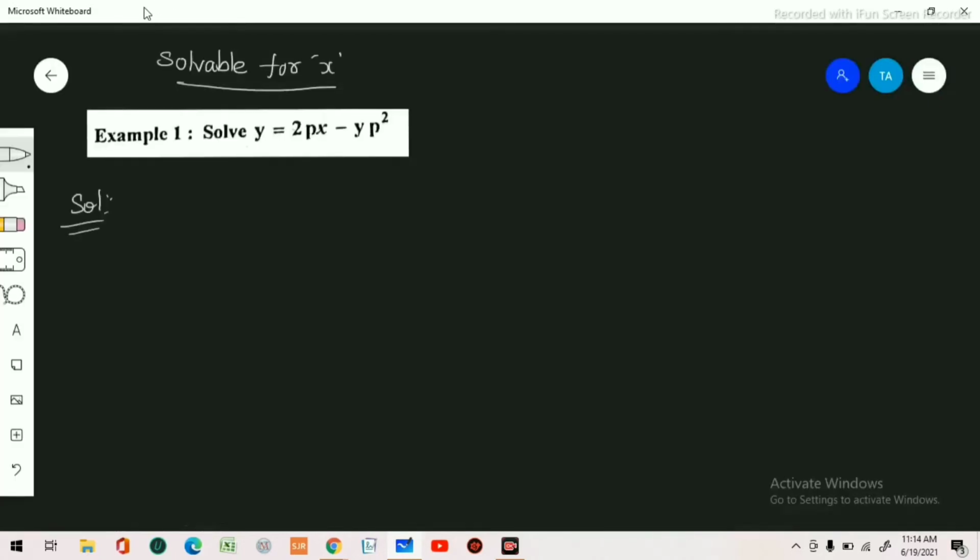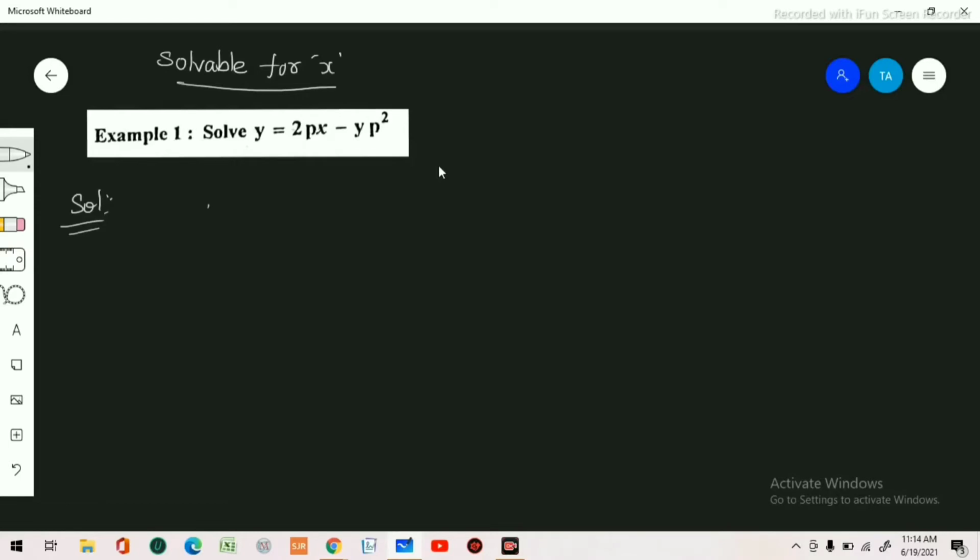Okay, this is our first example. Just check now. The first thing I said is to observe the given equation and see the degree of the term x. How much is the degree of x in the given differential equation? 1, sir. Since it is 1, we can solve this by the solvable for x method.